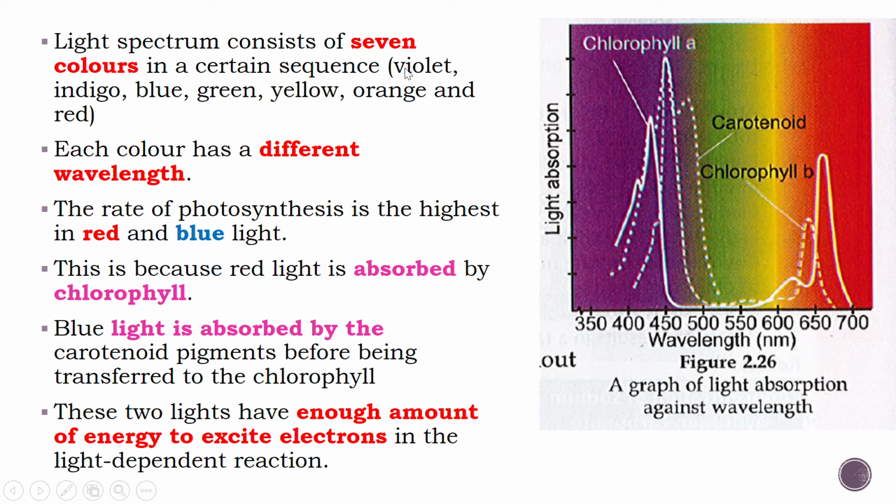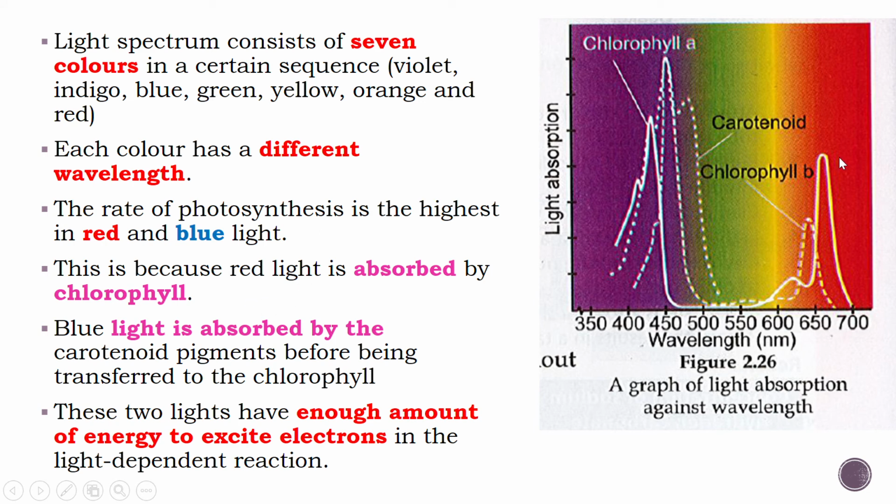Okay, daripada violet, indigo, blue, green, yellow, orange, and red. This is the color of the rainbow. This is the light spectrum. Cahaya putih ini ada light 7 color. So each color has different wavelength. Panjang gelombang cahaya itu berbeza. Okay, so the rate of photosynthesis from the graph here, it's highest at the blue and the red light, blue and red light, highest rate of photosynthesis.